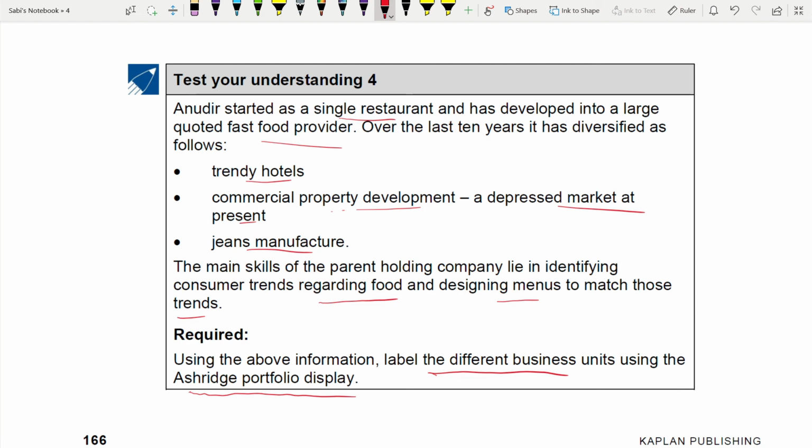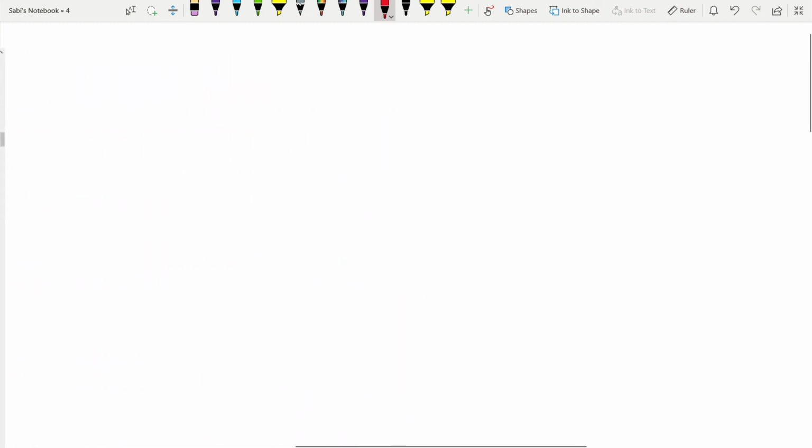So what do you think the trendy hotel will be? It will be Heartland. Why? Because they have the experience, they have been in the restaurant and fast food provider. So trendy hotel. Okay, we'll see the answer.